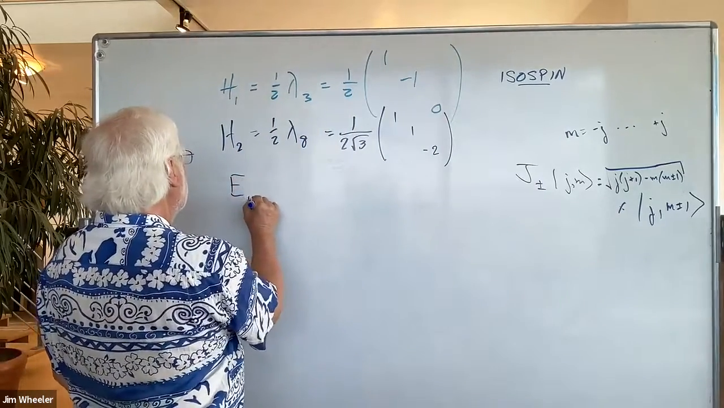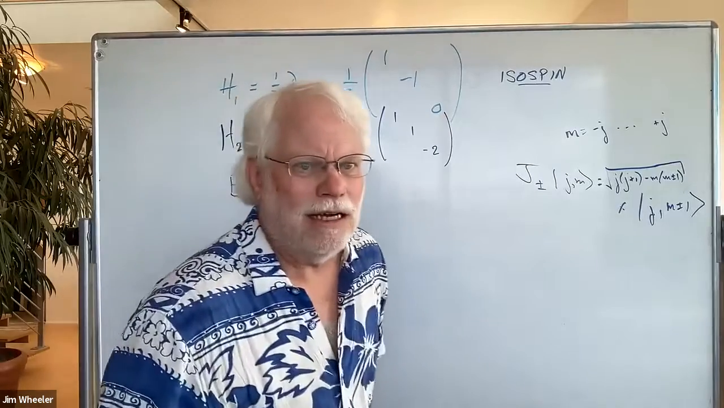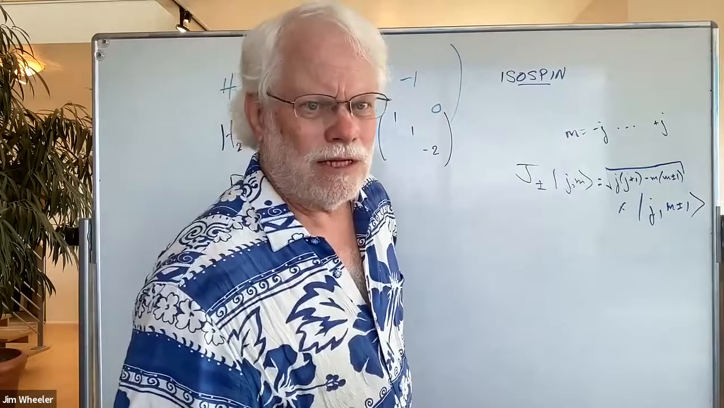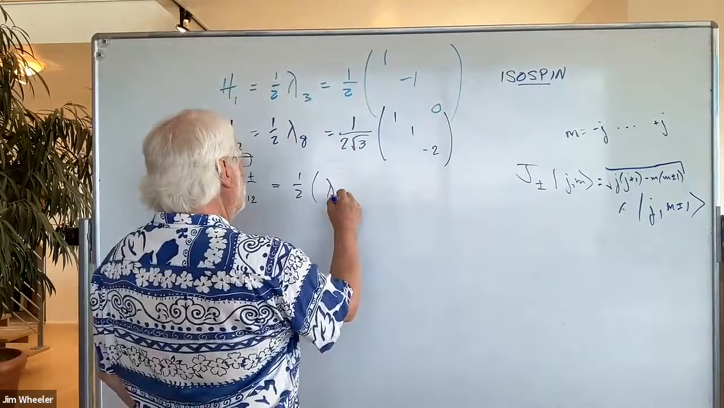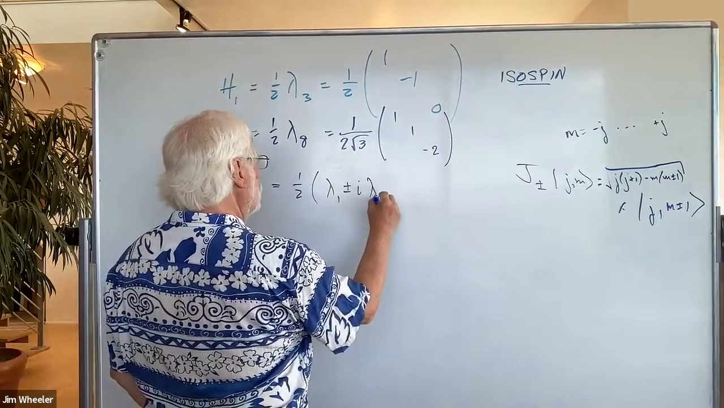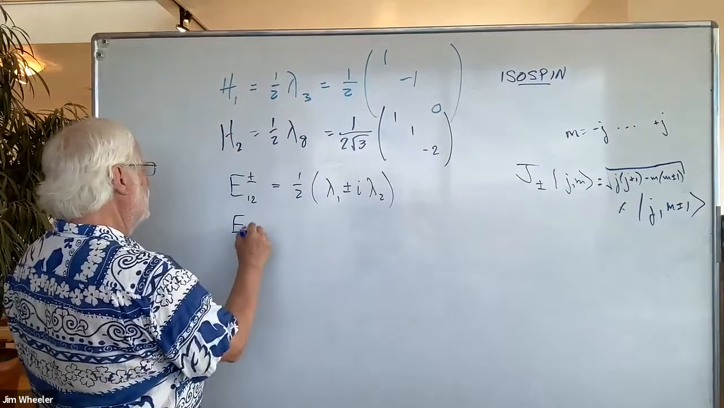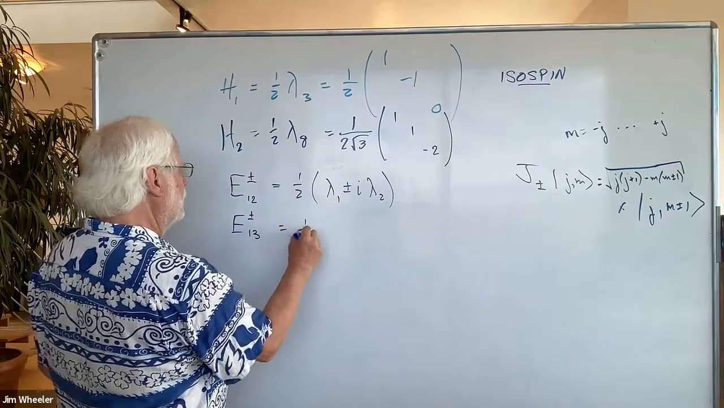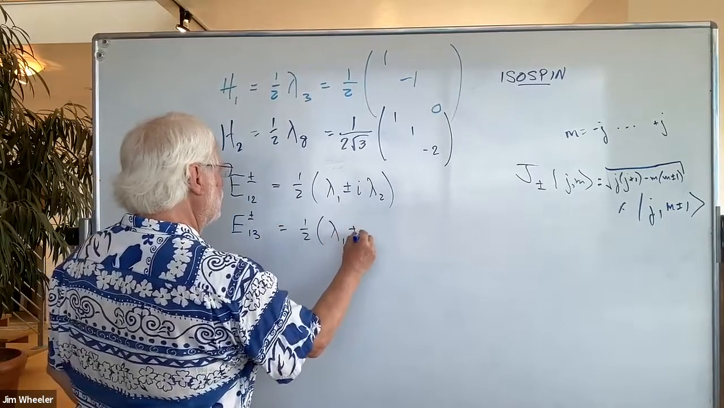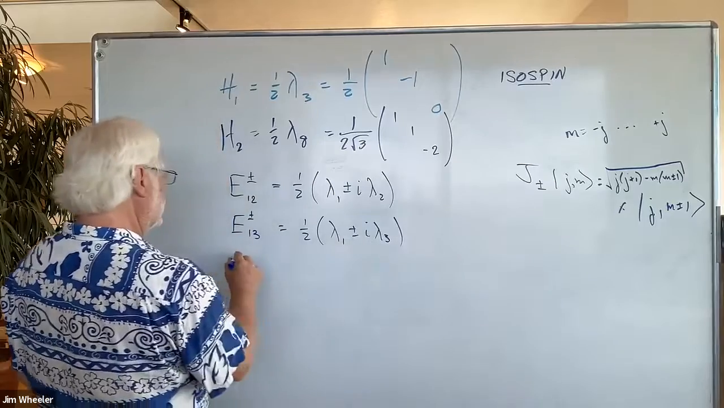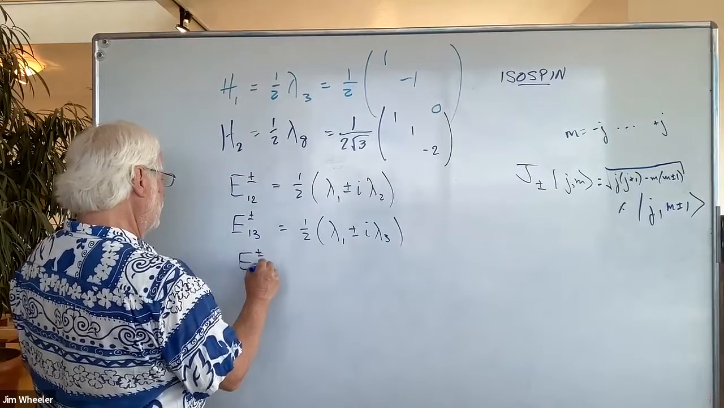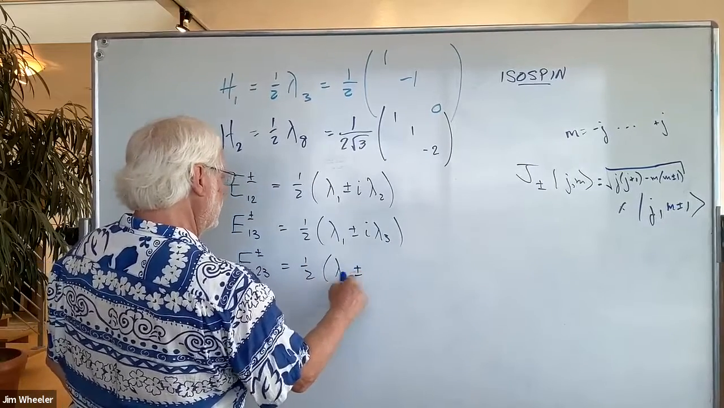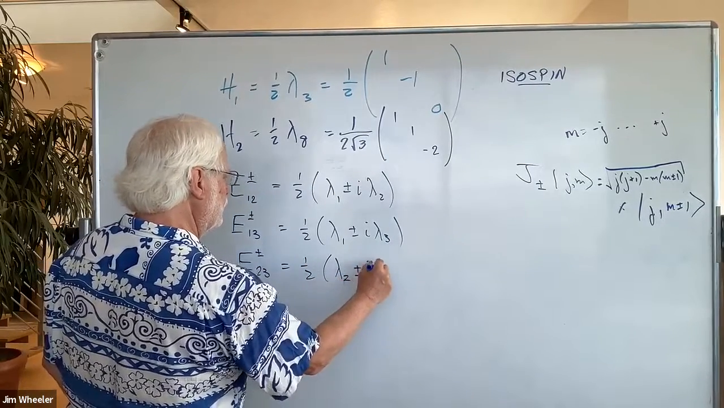I'm going to give these names that I like because they say a little more clearly what they do. Lambda 1 plus or minus i lambda 2. These are just the off diagonal cases. The 1, 3 here will be a half lambda 1 plus or minus i lambda 3. And you can guess what the third one is. The 2, 3 is a half lambda 2 plus or minus i lambda 3.